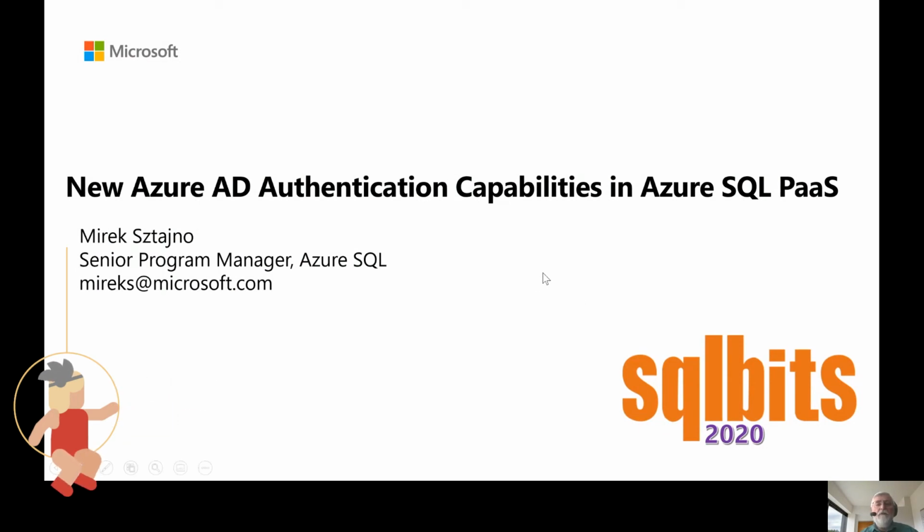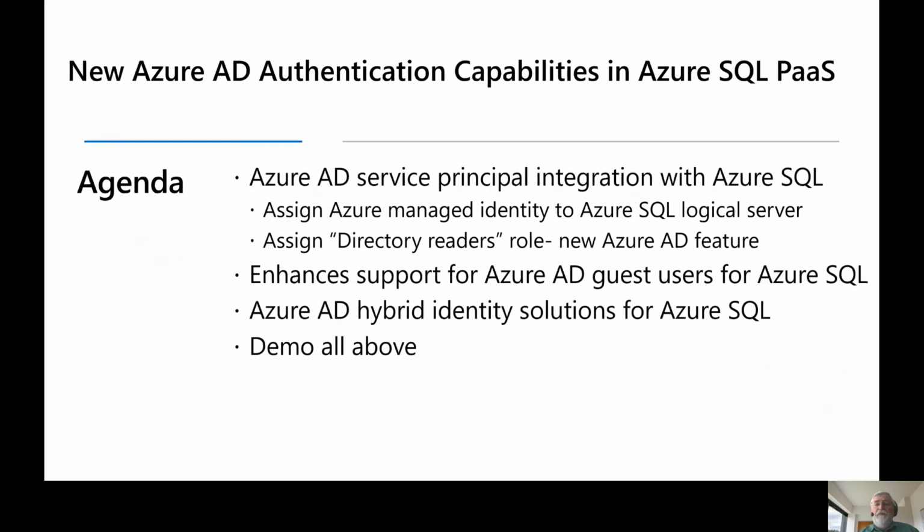Today I'd like to talk about Azure AD capabilities in Azure SQL PaaS, which contains 3 SKUs: Managed Instance, Synapse Analytics, and obviously SQL DB. I'd like to present 3 features. The first one is about the Azure AD service principal integration with Azure SQL. It's related to the automation processes that can be executed without human interaction.